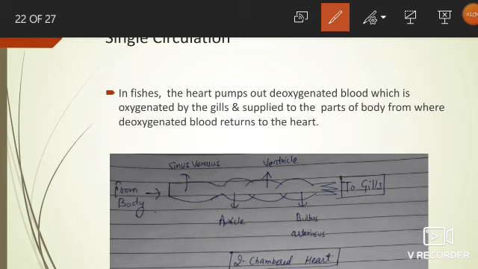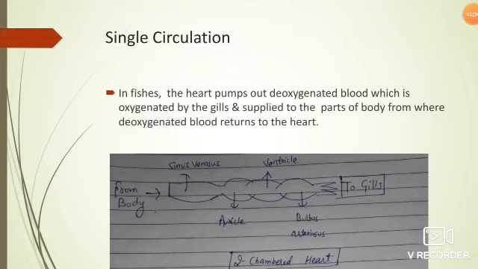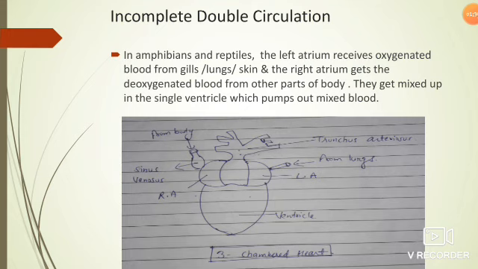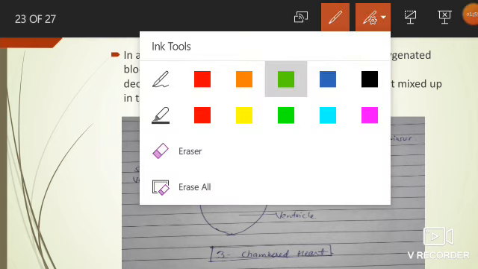Now let's move on with incomplete double circulation. In amphibians and reptiles, the left atrium receives oxygenated blood from gills, lungs and skin, and the right atrium gets the deoxygenated blood from the other parts of the body. They get mixed up in the single ventricle which pumps out mixed blood.